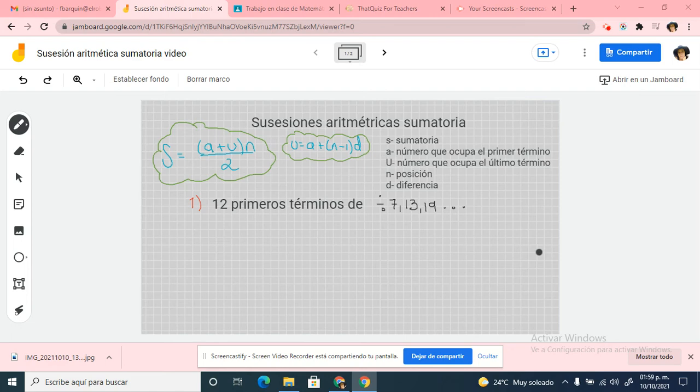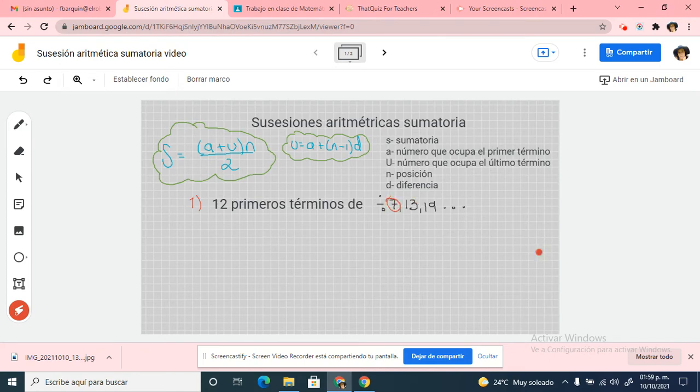Hello, guys. Today we're going to learn how to add different terms in a succession, an arithmetic succession. We talked about it last class, and we said that an arithmetic succession was one that continues by adding numbers or subtracting. In this case, it's an addition.